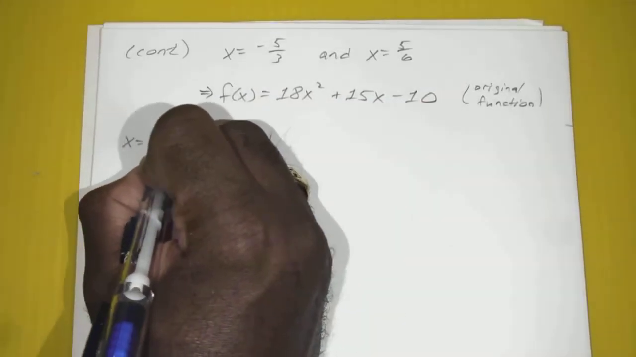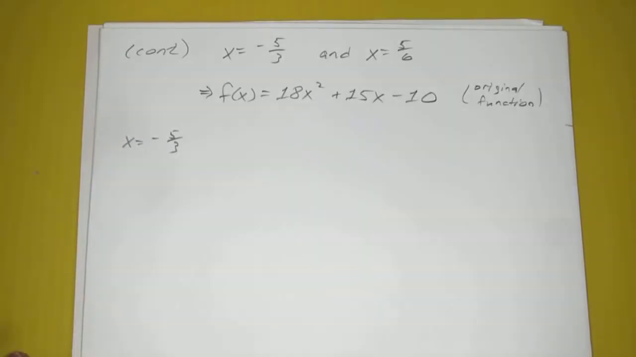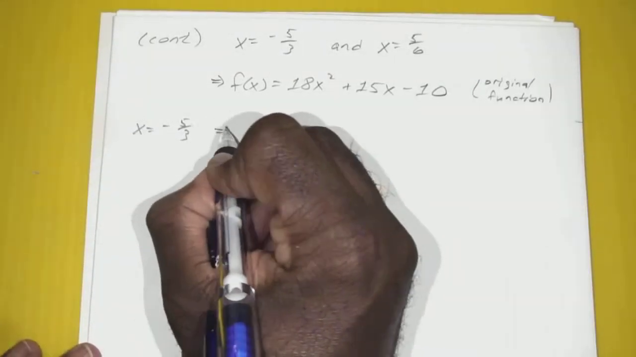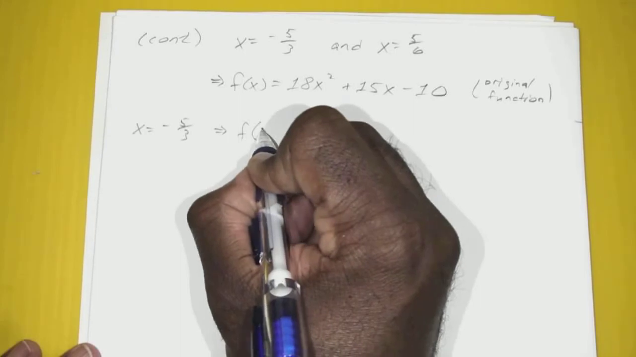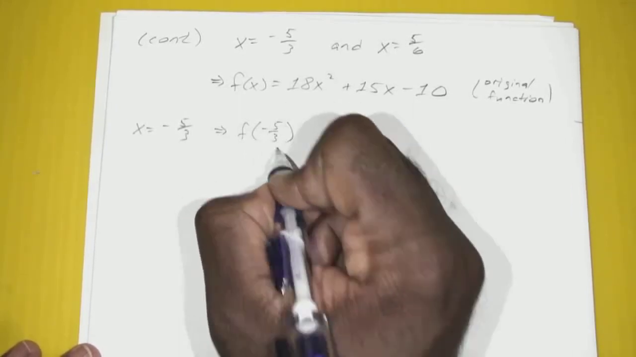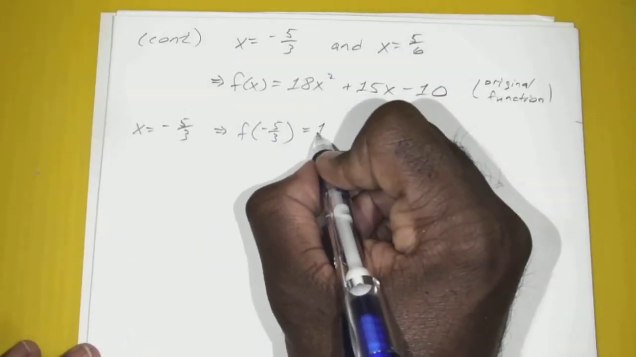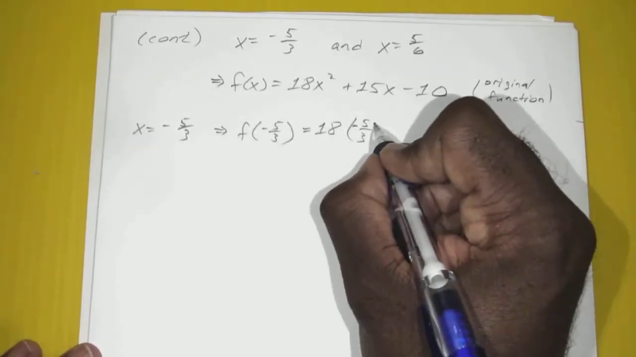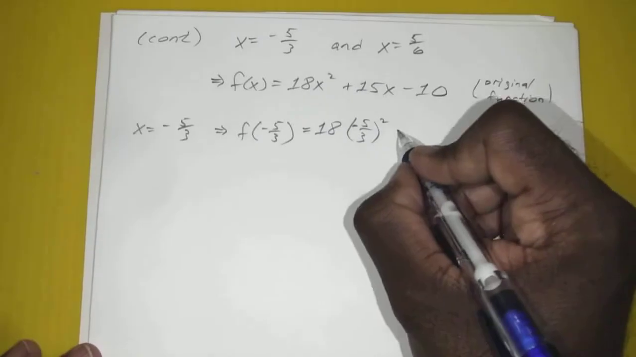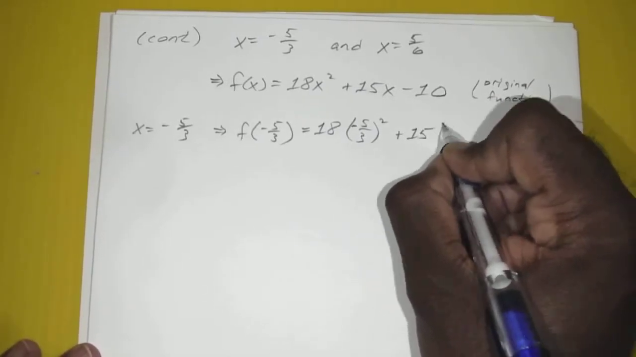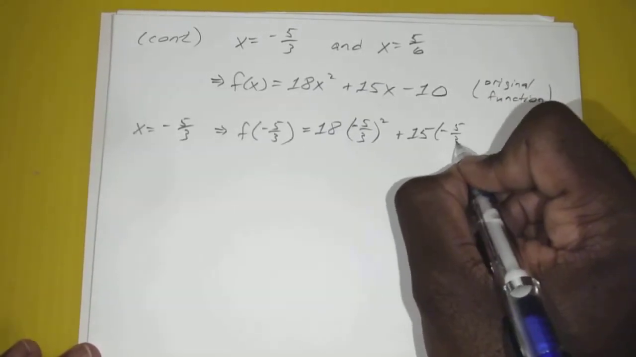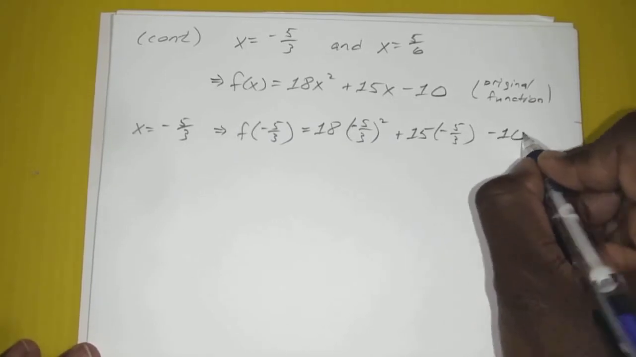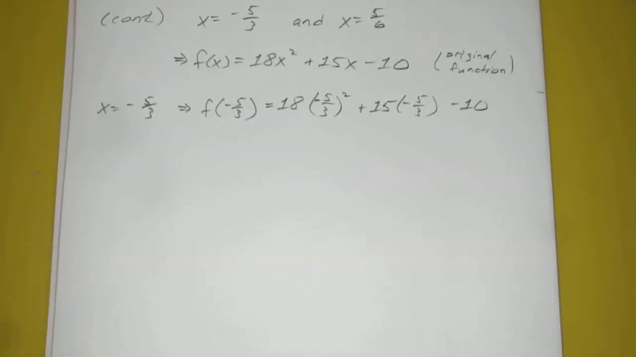So for x equals negative 5 over 3, that's f of negative 5 over 3, which is equal to 18 times negative 5 over 3 squared plus 15 times negative 5 over 3 minus 10. Oh, straighten that up a little.